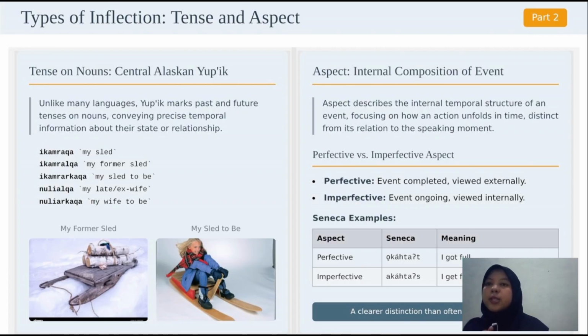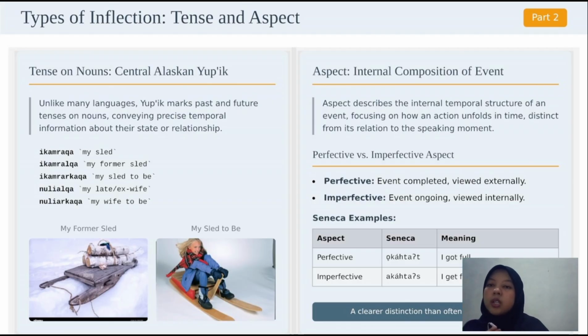For the second aspect, the internal composition of an event. Aspect describes how an event unfolds internally, not when it occurs. Two major aspects. The first one is perfective. Perfective is when the action is completed and viewed as a whole event. So, for example, I got full, completed. For imperfective, the action is ongoing or repeated. For example, I'm getting full, or I get full.